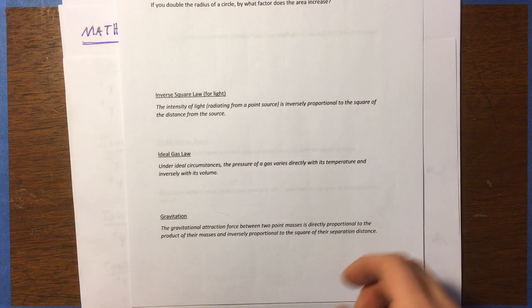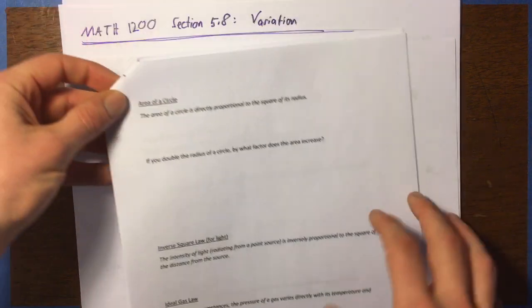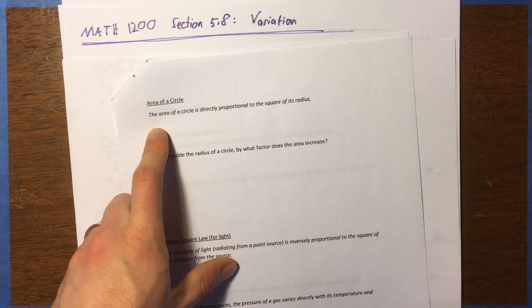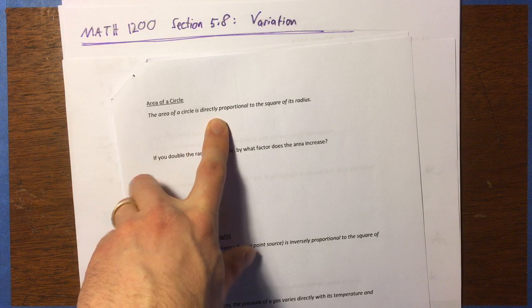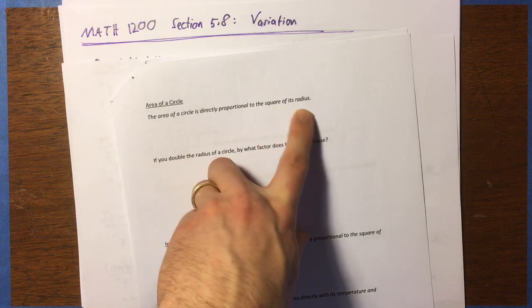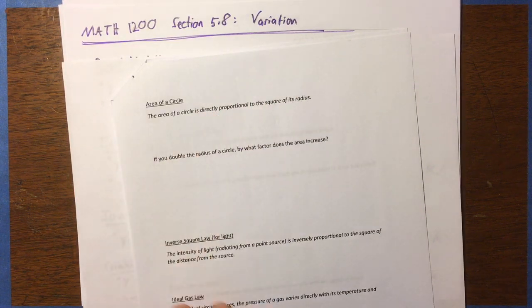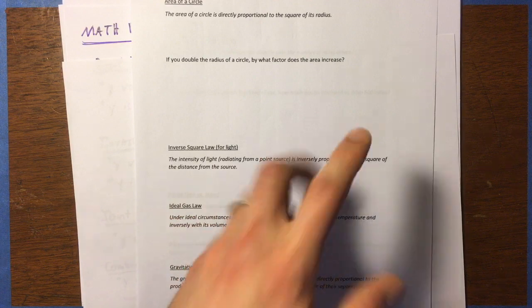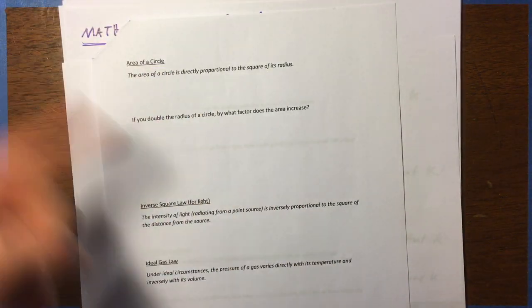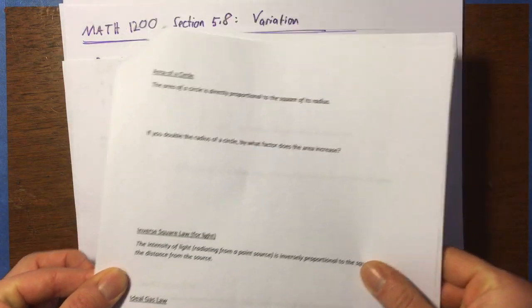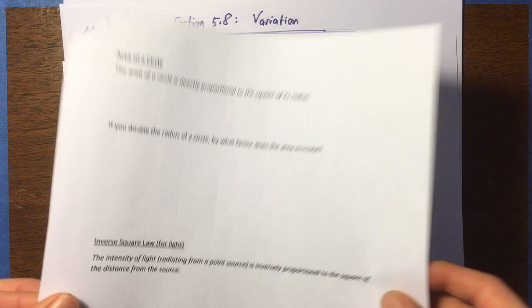You've also seen directly proportional. Like here, this one describing the area of a circle. The area of a circle is directly proportional to the square of its radius. What do directly proportional and inversely proportional mean? Well, that's what this section is all about. So I'm going to introduce the math, and then we're going to come back to these examples and go over them together. This document, by the way, is posted on D2L, so you can print it out and go through it with me.